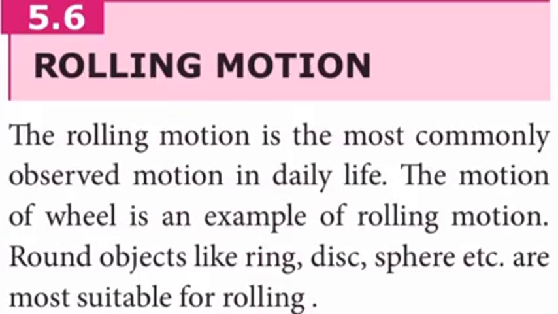The motion of the wheel is a very good example of rolling motion, which means keeping a fixed axis, the object will be rolling in a translational motion. Also, some of the examples mentioned here, the round objects like a ring, disc, sphere are also a good example of rolling motion. Now you see the rolling motion elaborately.